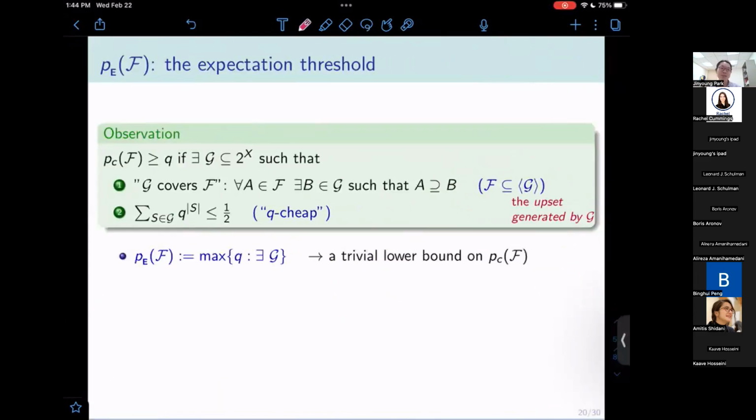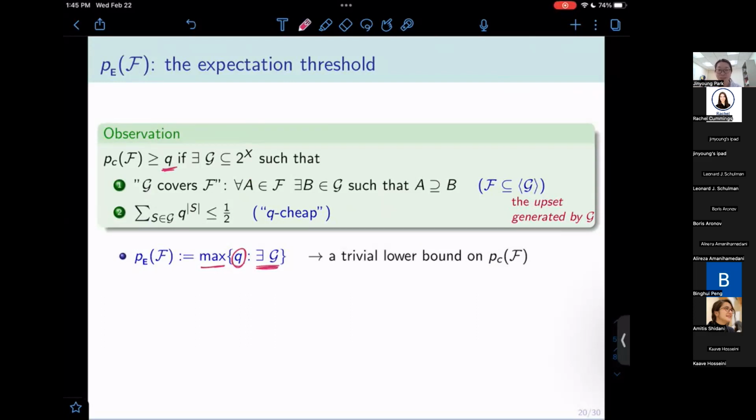So anyway, this observation says that whenever we have a cover, then by considering the measure of all of the offsets, we can have a lower bound on the threshold. And then the definition for the expectation threshold is the maximum among all of the lower bounds gotten by this cover. So whenever we have a cover, we can get a lower bound by considering the measure of the offset, and then we consider all of the lower bounds given by the cover, and then the expectation threshold is the maximum among all of the lower bounds given by the cover.